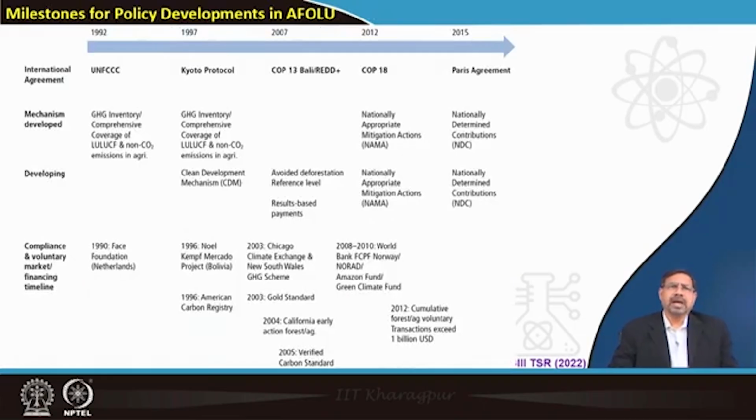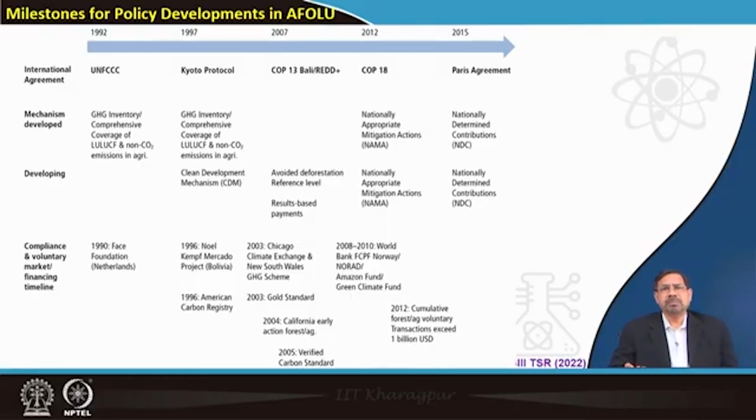And towards the end, what are the milestones in terms of policy development in these AFOLU sectors? Starting from 1992 to the most important one, the Paris Agreement in 2015. So, you can see 1992 UNFCCC, then the Kyoto Protocol in 1997, in 2007 Bali, that is COP 13, then COP 18 in 2012, and also the Paris Agreement. These are the different international agreements.